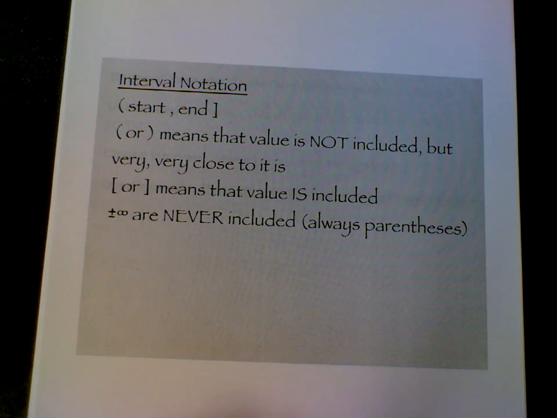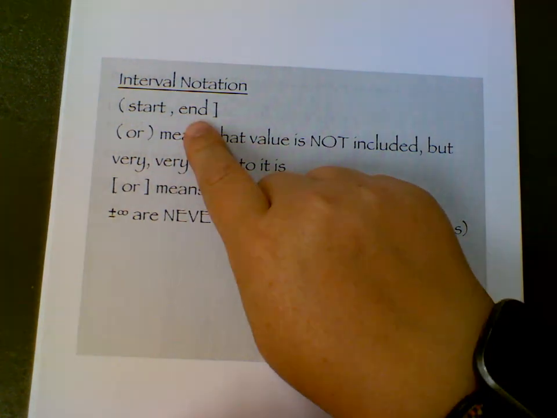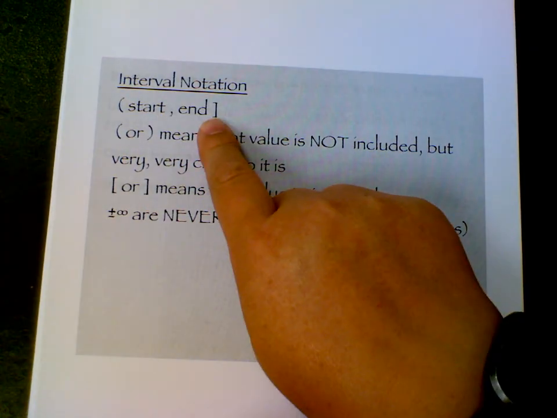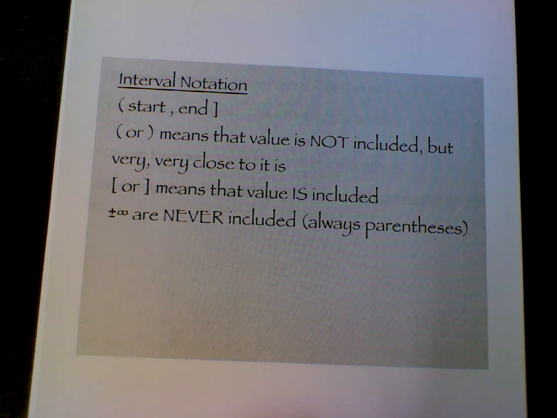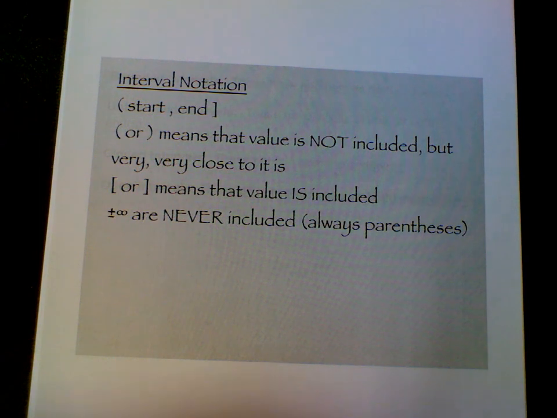So the way interval notation works is that we have a start number, an end number, and a symbol on each end. It'll either be a parenthesis or a bracket. Parentheses mean that the value is not included, but very, very close to it is. So if I had a 2 with a parenthesis, it means 2.00001, but not quite 2 itself. The brackets mean that the value is included. So if I have a 2 with a bracket, it means I can get very, very close to 2, but I can also get to 2 itself. And positive and negative infinity are never included. They always have parentheses.